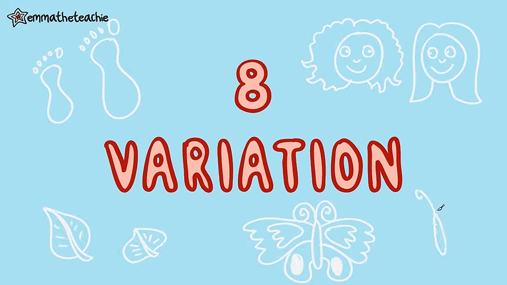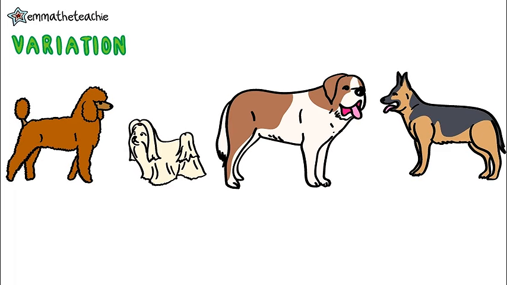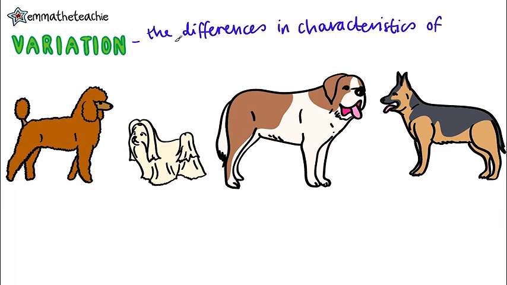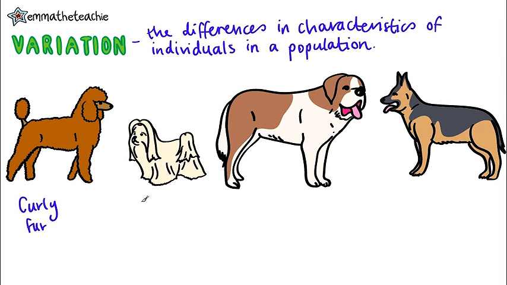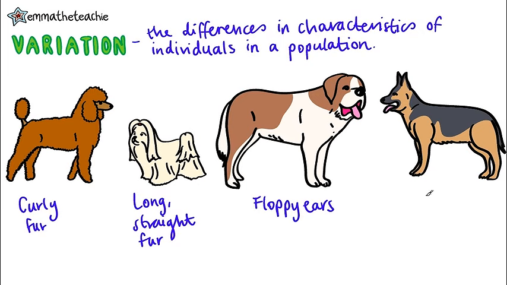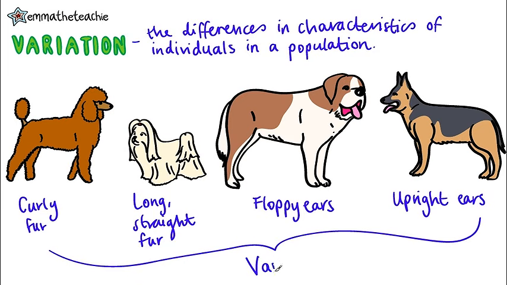8. Variation. Variation is defined as the differences in characteristics of individuals in a population. This is a definition you should learn. So for example, poodles have got curly fur, while Maltese have long straight fur. St. Bernards have floppy ears, while German Shepherds have ears that go really pointy and upright. These are all examples of variation within dog populations. Can you think of any examples of human variation?